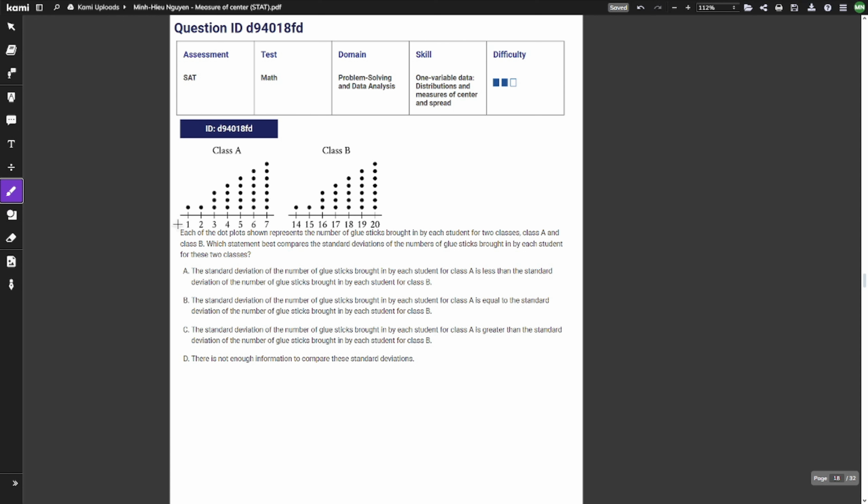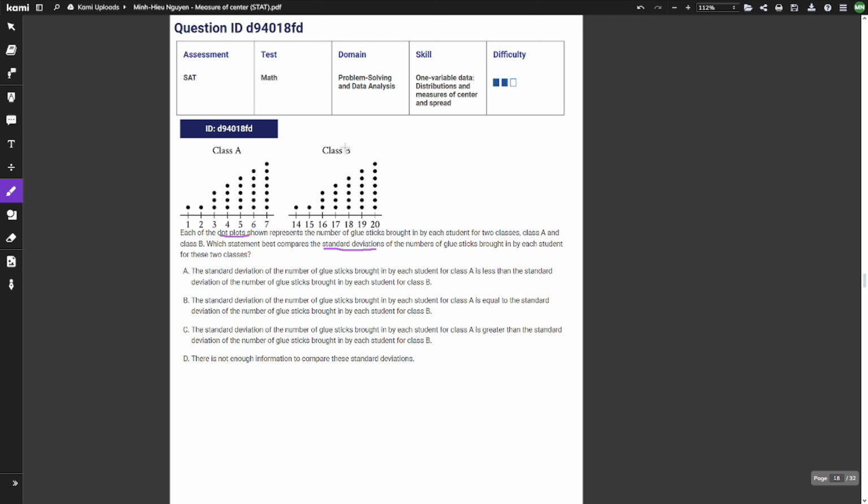Question number 18. Each of the dot plots shown represents the number of glue sticks brought in by each student for two classes, Class A and Class B. Which statement best compares the standard deviations of the numbers of glue sticks brought in by each student for these two classes? Now here they're talking about standard deviations and dot plots. So if you remember, the more clustered a dot plot is, the smaller the standard deviation, and the less clustered or more spread out a dot plot is, the greater the standard deviation.